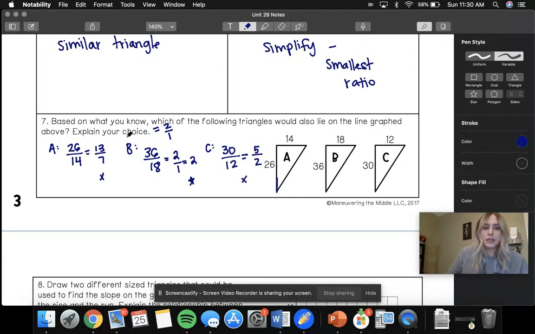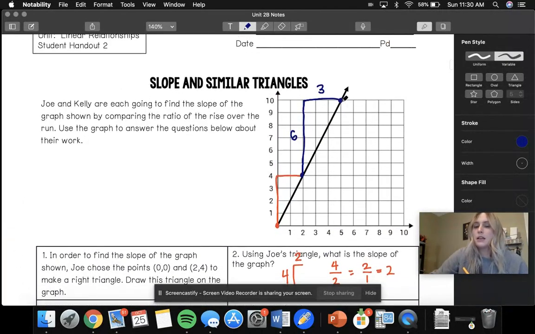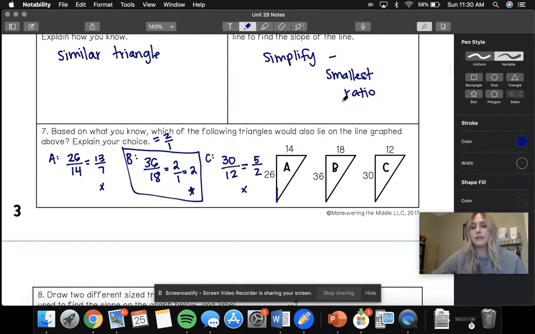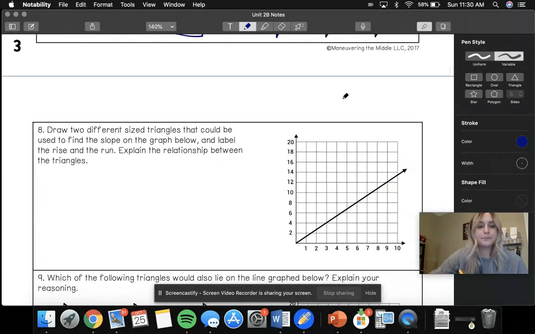So it looks like B is our correct answer, which means if I were to put this triangle on the line above, it would simplify down to still having the same slope of 2 over 1.